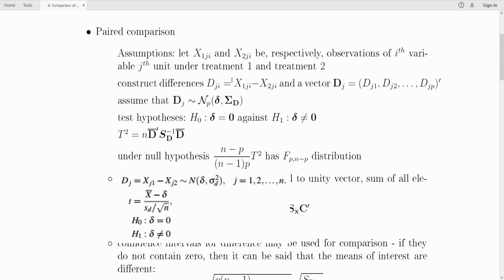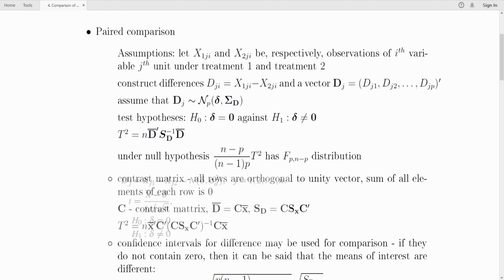Then we used the t-statistic, a statistic that has Student's t-distribution with n minus 1 degrees of freedom, where we tested that delta is equal to 0 against the alternative that delta is different than 0, where delta is by assumption the mean of our differences. So here we assume that our differences follow a normal distribution with mean delta and some variance.